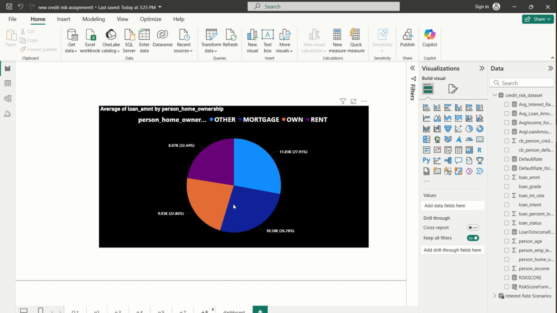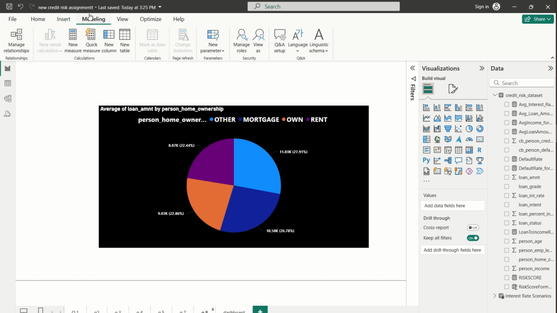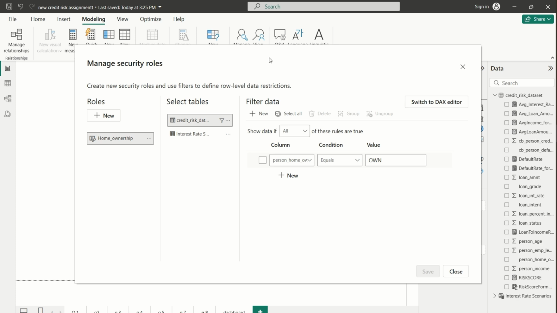So first of all, we have to go into the Modeling tab, then click on Manage Roles. Here one pop-up will come. Then here you have to create a new security role and use a filter to define the row level data restriction. So here you have to define the role. Click on New. Then you have to give a meaningful name. So I have given Home Ownership.